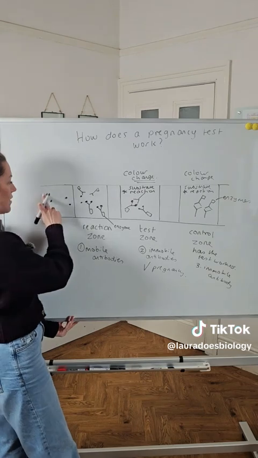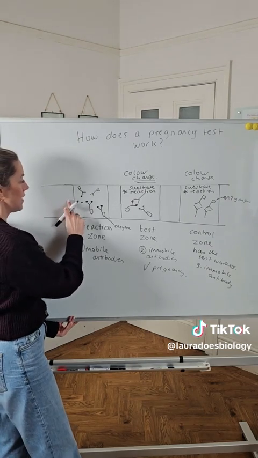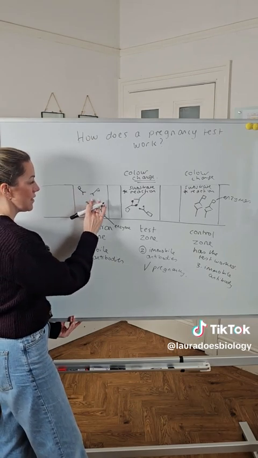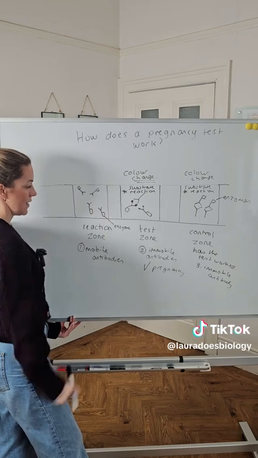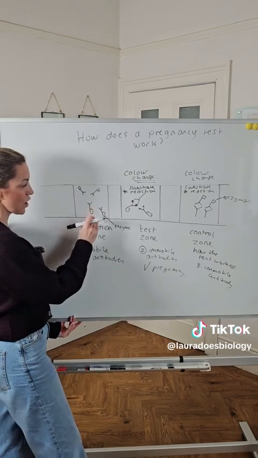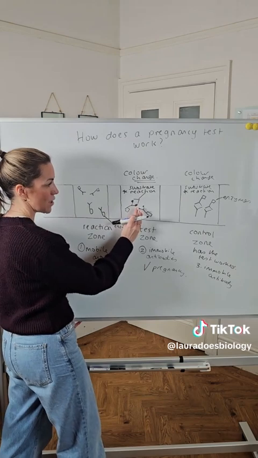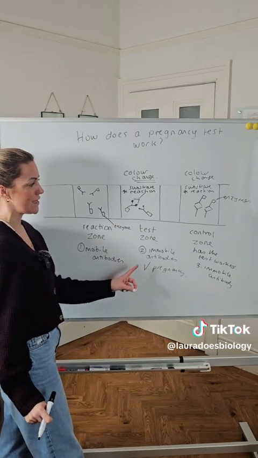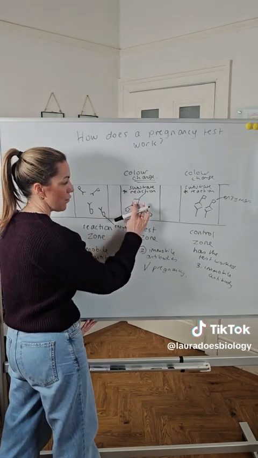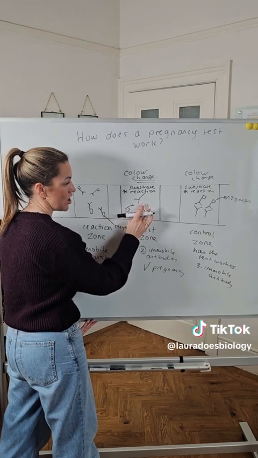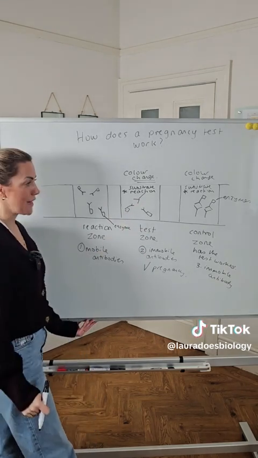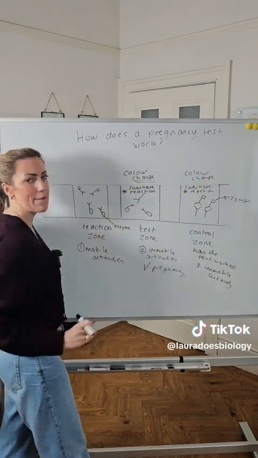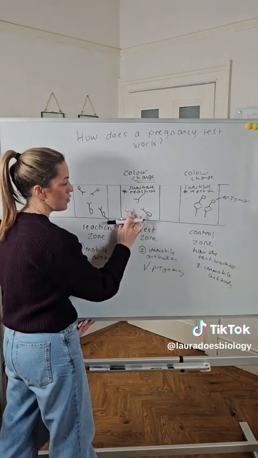If the woman is not pregnant, there's no HCG in the urine, so no HCG is moved into the reaction zone. So the mobile antibodies will move into the test zone. They will not be able to bind to the fixed antibodies in the test zone because there's no HCG for the mobile antibodies to bind to. So they will just sail on past and there'll be no enzyme fixed. They will keep on moving.